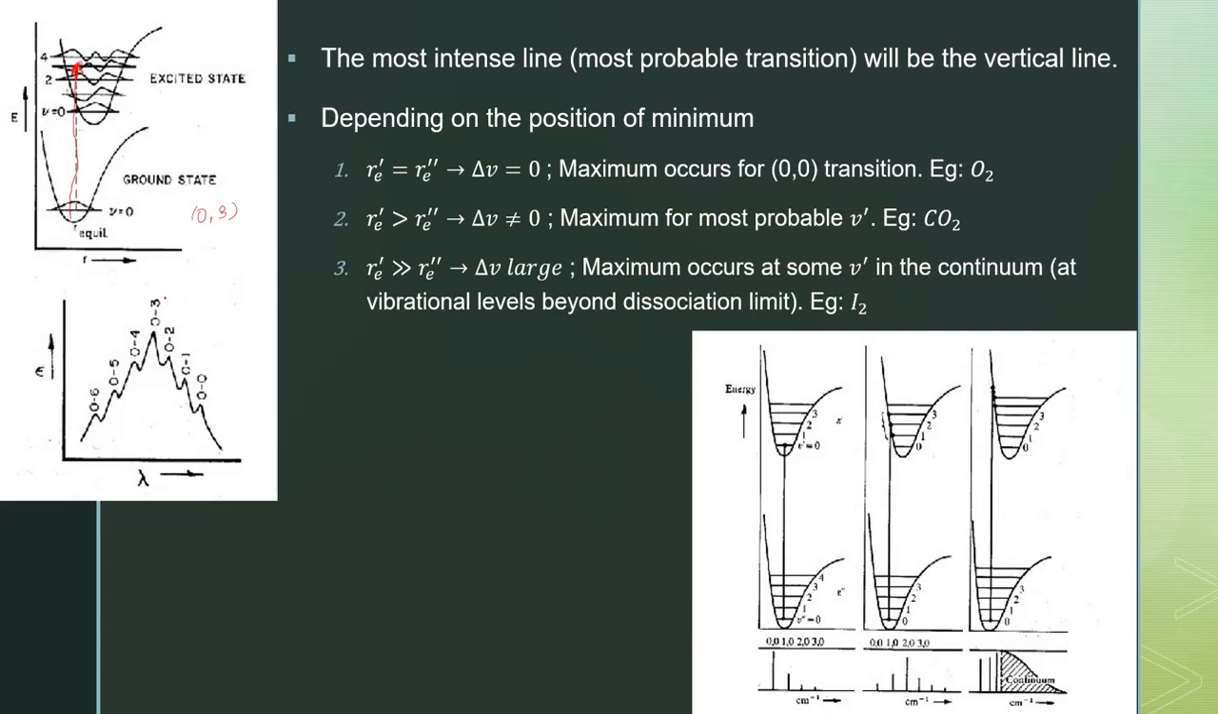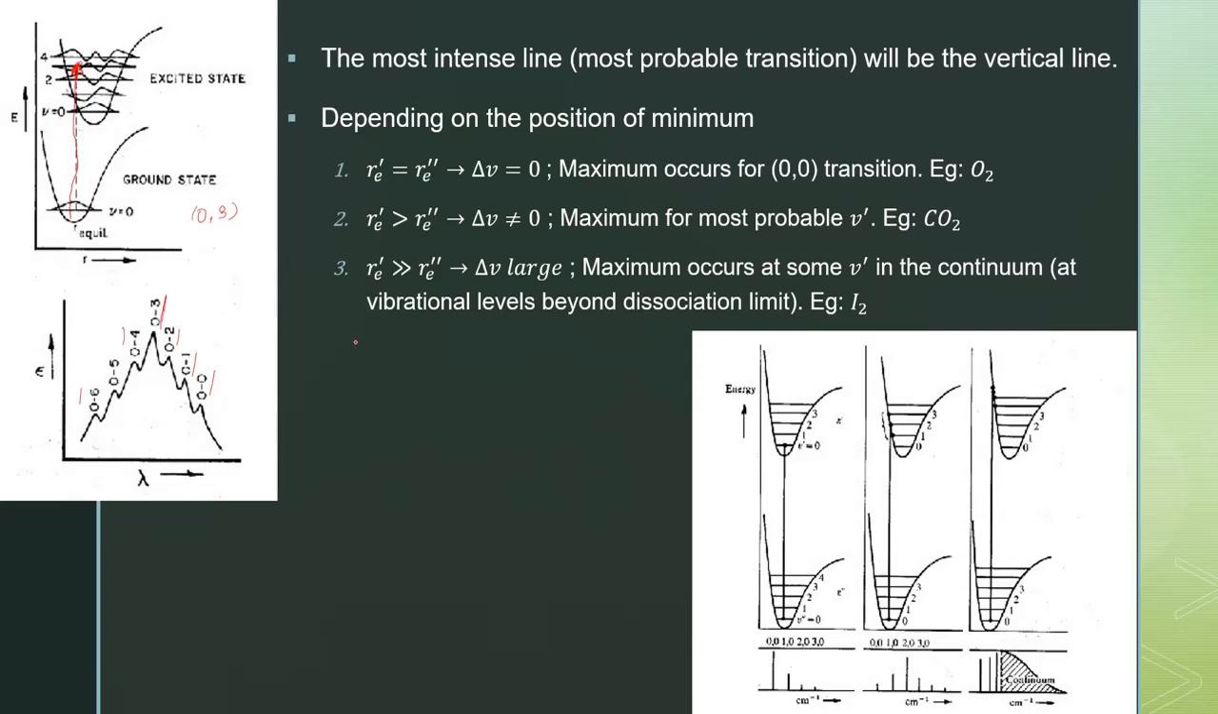Then the 0,3 position will be the highly intense position or the highly intense line, the most probable transition, and all other transitions 0,2, 0,1, 0,0 as well as the higher 0,4, 0,5, 0,6, all those progressions will come in the lower position or lower intensity. So this is how we get the spectra.